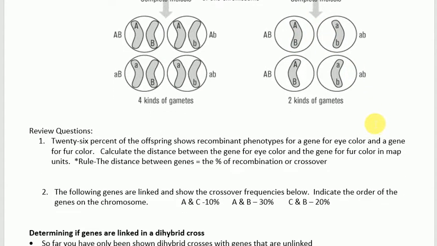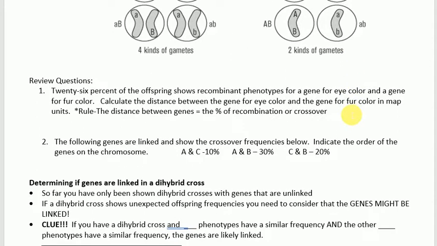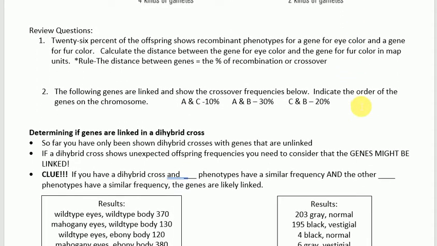So before we get too much further, let's do a quick review. 26% of the offspring shows recombinant phenotypes for a gene for eye color and a gene for fur color. Calculate the distance between the gene for eye color and the gene for fur color in map units. And remember our rule, the distance between genes equals the percent of the recombination or crossover. So our answer here is 26 map units, since they gave us this 26% here.